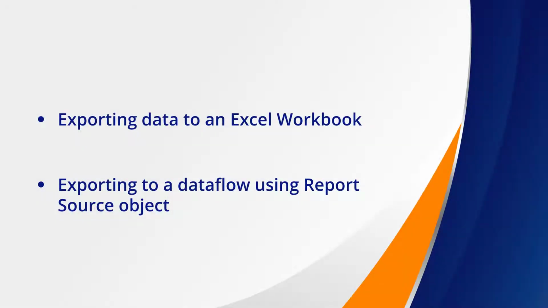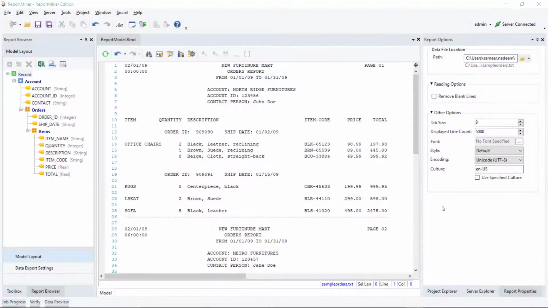These export options are available in the Data Export Settings tab of the report browser. For now, we will see how to write the data to an Excel workbook destination or how to export it in a data flow by using the report source object. In this case, we have already designed a report model which extracts data from a sample orders invoice. The extracted data contains information about the account, orders, and the item details.